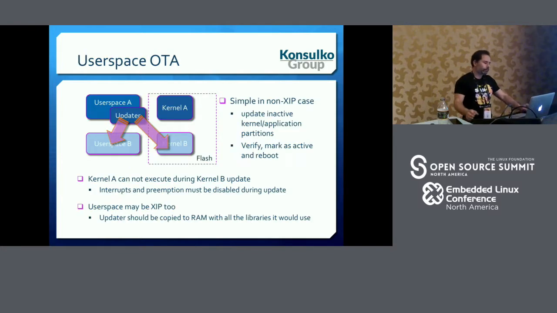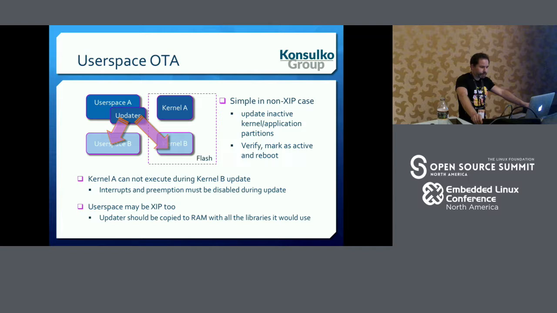So the user space OTA, which is basically what most of the FOSS updaters do, is very simple when we don't consider XIP. If we implement double copy user space OTA, it's basically a common application that does some security checks and then updates the kernel and the user space, which are not active at the moment. And then you reboot into the new kernel and new user space.